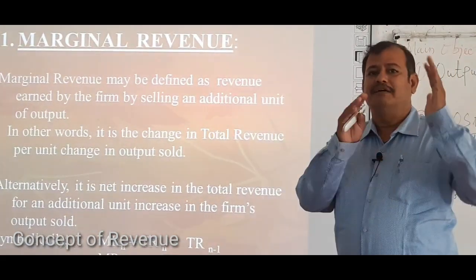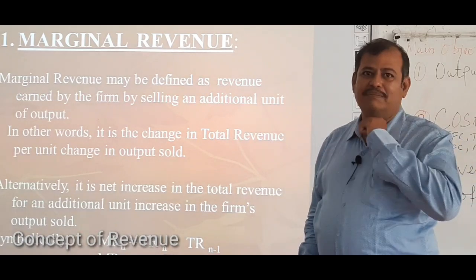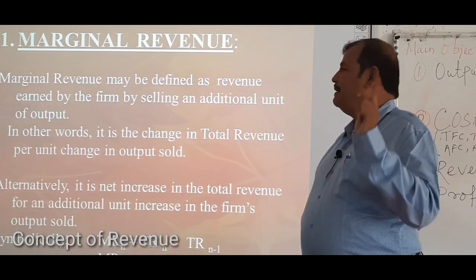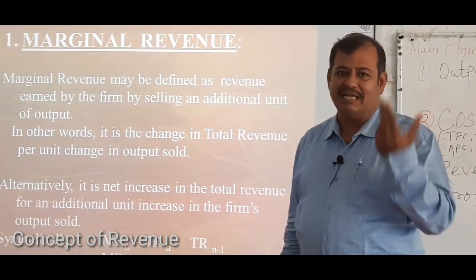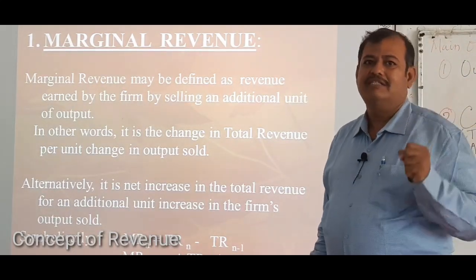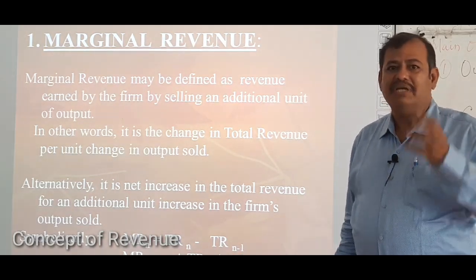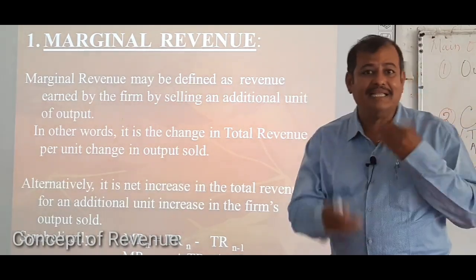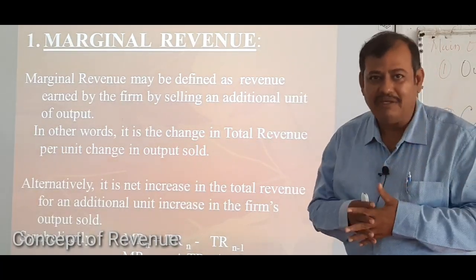And keeping that perfectly competitive market, we can discuss the marginal revenue. So, what is marginal revenue? Now, marginal revenue may be defined as the revenue earned by a firm by selling an additional unit of output. When a firm sells an additional unit of output, whatever revenue he gets from that particular unit is called marginal revenue. In other words, it is the change in the total revenue per unit change in the output sold. Alternatively, it is the net increase in the total revenue when there is an increase of a unit of output sold in the market.